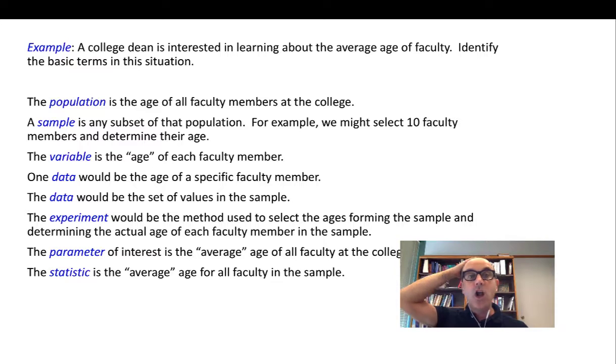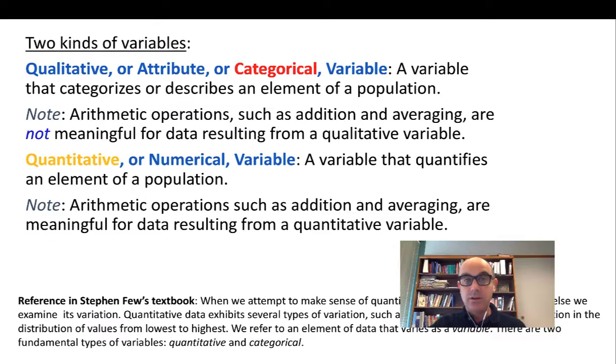So, an example: a college dean is interested in learning about the average age of faculty. So, he needs to identify the population, he needs to identify a sample, he needs to identify a variable such as age, he needs to have at least one data value that would be the age of a specific faculty member, and what will be the statistic, the average of all the college versus the average of the sample. This is really important because that will give him or her a better sense of the numerical or descriptive value of his faculty.